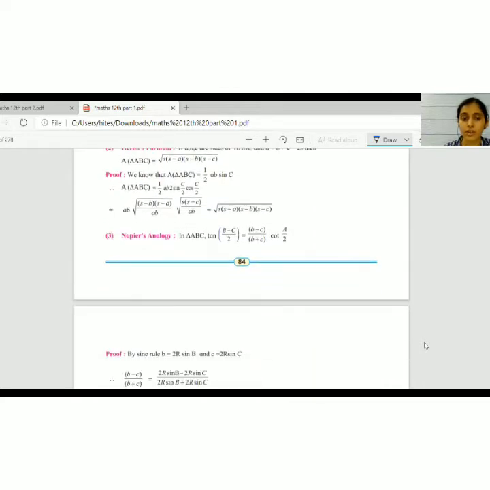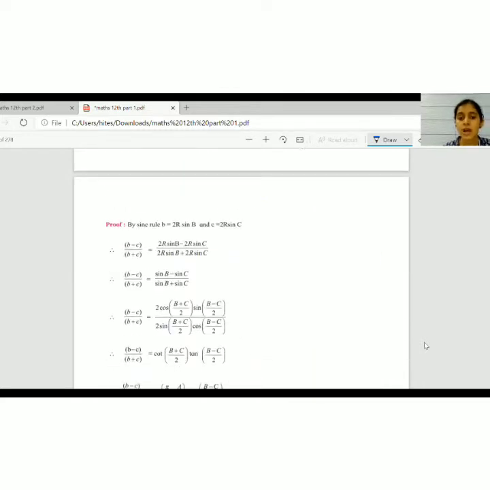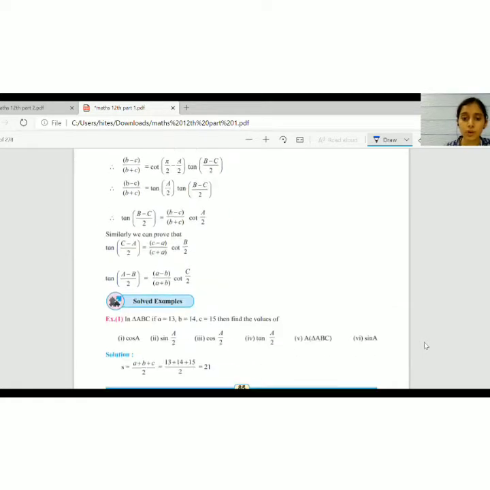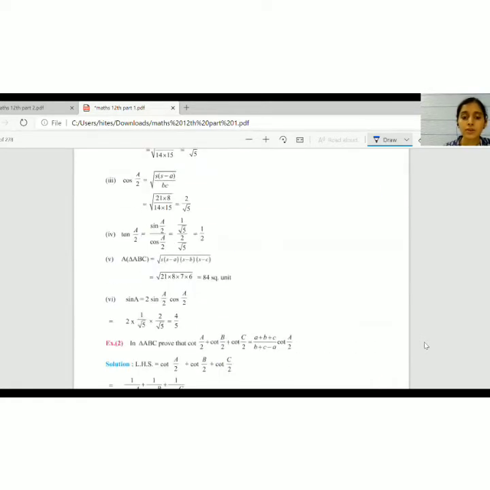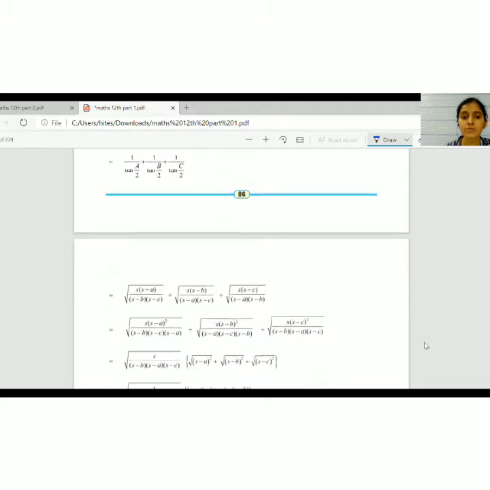The Heron's formula, the Napier's analogy, I have explained all of these in my videos. You can go through them whenever you want to. Though it is non-evaluative, I would suggest you to at least read through the properties, know the properties. You may not have to use them here, but they will definitely be helpful in your entrance exams, in your MCQs. So it's better to know them.